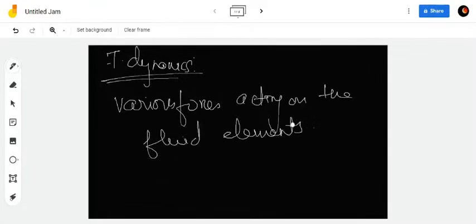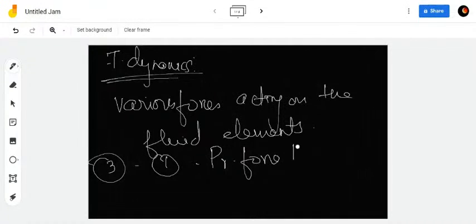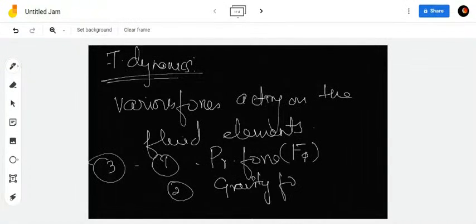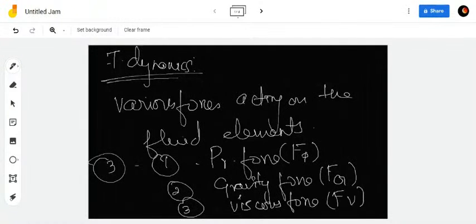And there are three major forces. The first one is the pressure force, or you can call it Fp. The second one is the gravity force, Fg, and the third one is the viscous force, Fv.